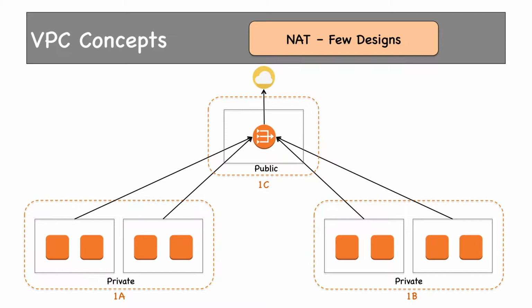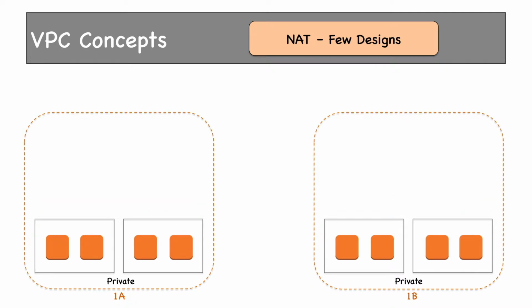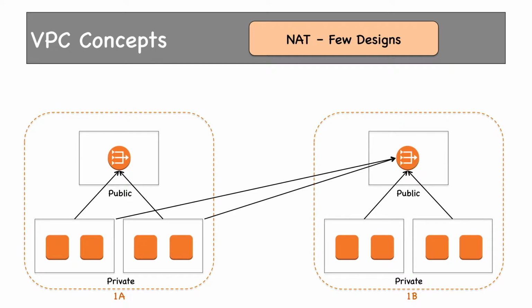What if this AZ goes down? Then all EC2 instances lose connection to internet. To avoid that, put public subnets in all the AZs with the EC2 instances. Install NAT gateway in these public subnets. Route internet bound traffic via NAT gateway in the same AZs. And add routes like this.